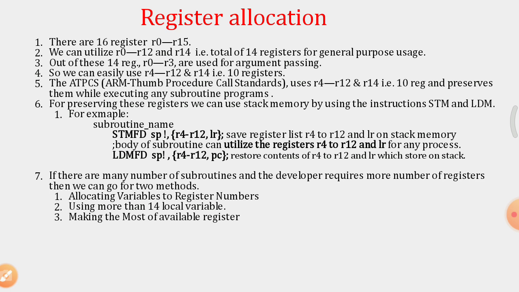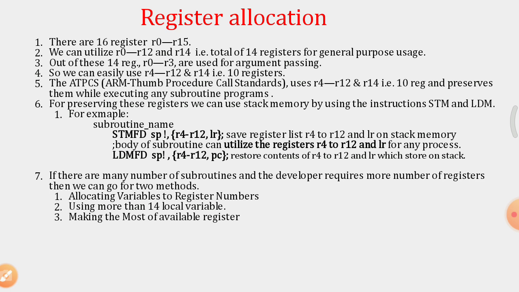So out of these 14 registers, R0 to R3, 4 registers, are used for argument passing. Basically, when we deal with C programming and ARM programming linking, these 4 registers, R0, R1, R2 and R3, are used for argument passing. So we can easily use R4 to R12 and R14, that is a total of 10 registers, for data sharing.